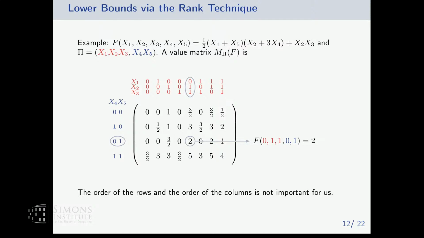If your function was Boolean, then you will obtain only a bunch of 1s and 0s in here, and you could call this a communication matrix, or you could just see it as a truth table or a Karnaugh map or whatever. Yes, just one comment.